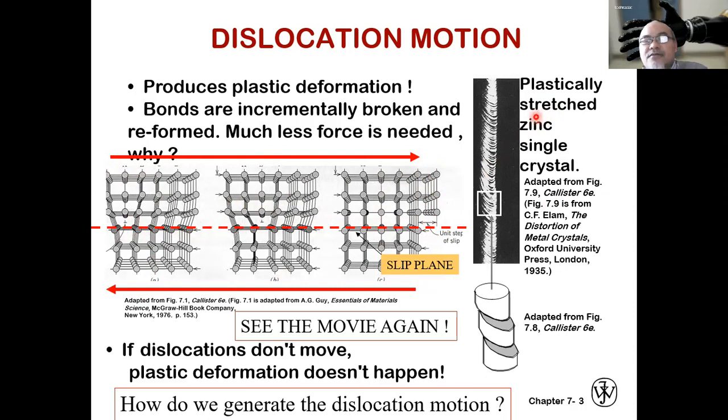For example, this occurs in a plastically stretched zinc single crystal like this. So we will see this unit step of slip at the edge of the material, as these terraces of slip. If dislocations don't move, plastic deformation doesn't happen. Now the question is, how do we generate this dislocation motion?